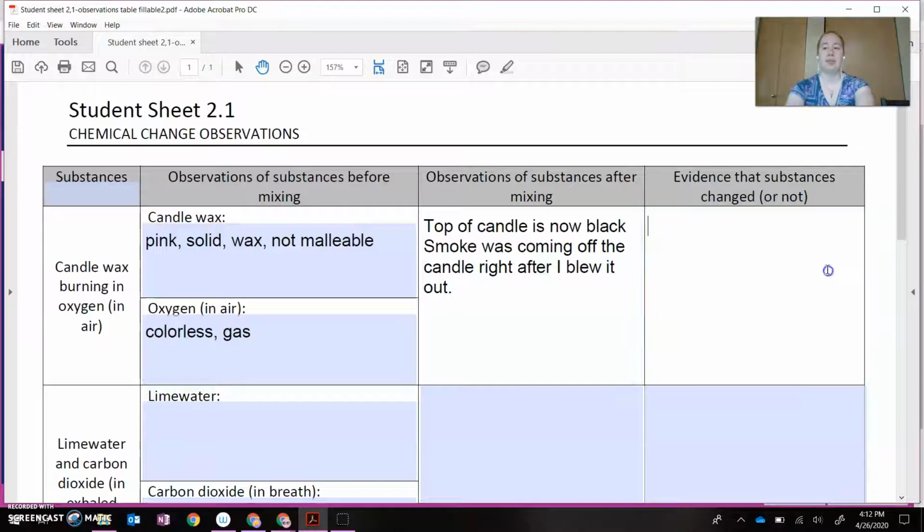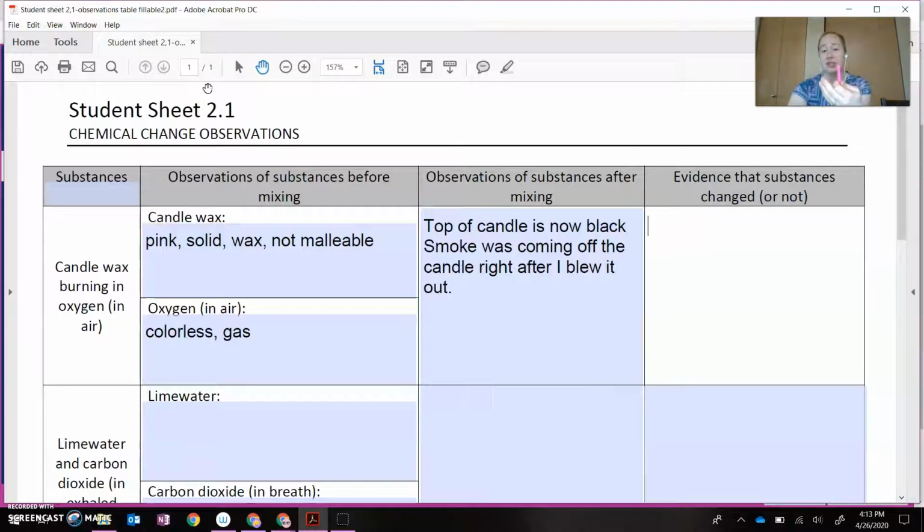Okay? So then evidence that substances have changed or not. So we're talking about chemical changes. Do you think we can make this go back to the way it was before? If you said yes, I'd like to know how you do that. But the answer is no, we cannot unburn this candle.